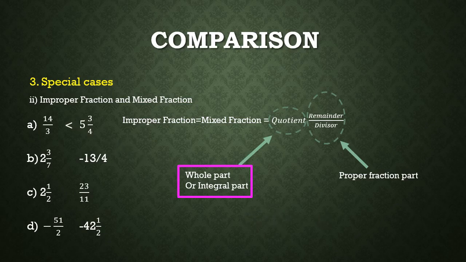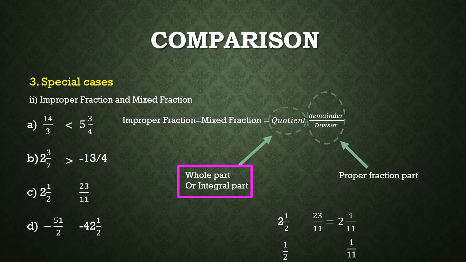The second one is very easy. Positives are greater than negatives. Great again. So no conversion required. The third one, a different one, 23 by 11 becomes 2 and 1 of 11th. You see that the integral parts are equal, that is 2 in both cases. Thus, we need to compare the proper fraction part now. Observe the numbers and you can directly say which one is greater.